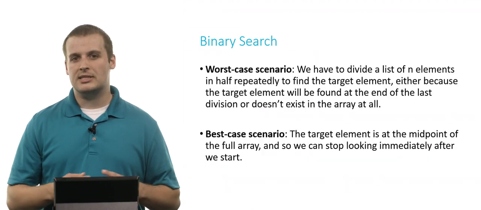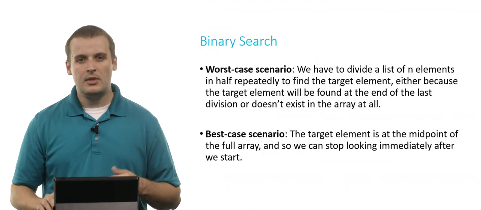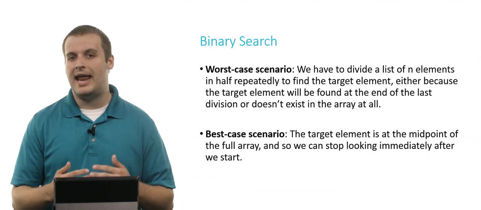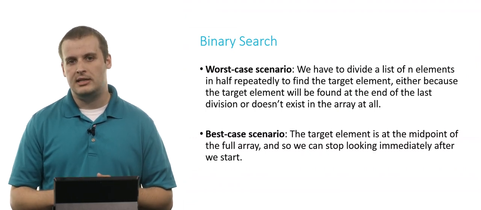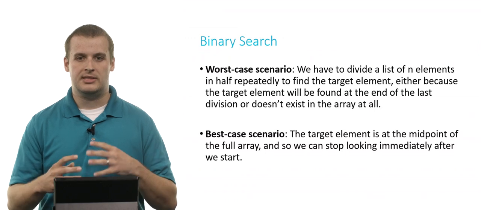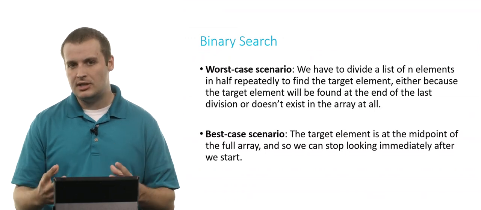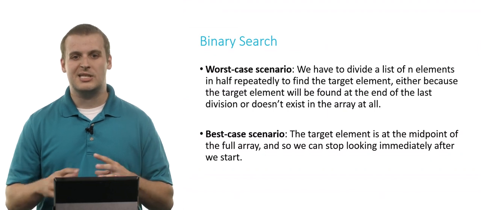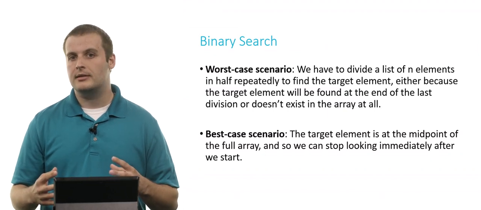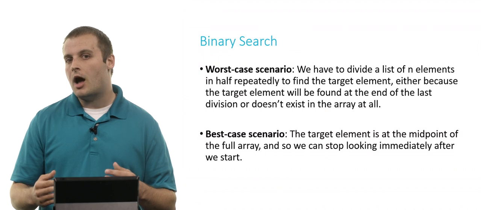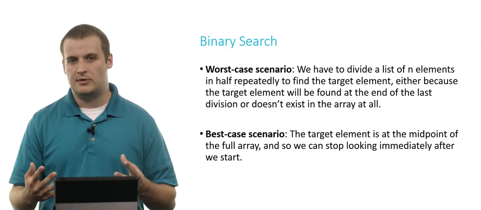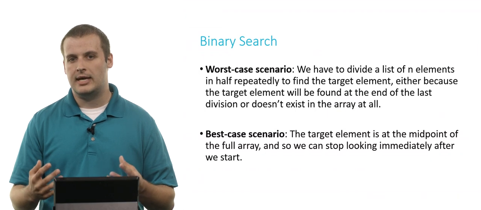So this took a lot fewer steps than linear search. In the worst case scenario, we had to split up a list of n elements repeatedly in half to find the target, either because the target element will be somewhere in the last division, or it doesn't exist at all. So in the worst case, we have to split up the array, do you know, log of n times. We have to cut the problem in half a certain number of times. That number of times is log n.